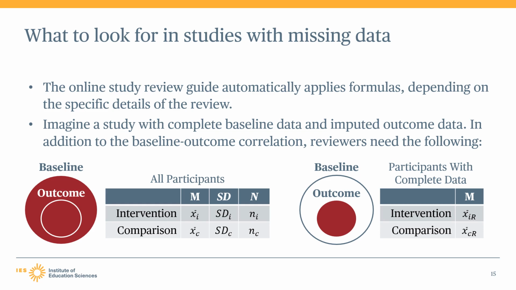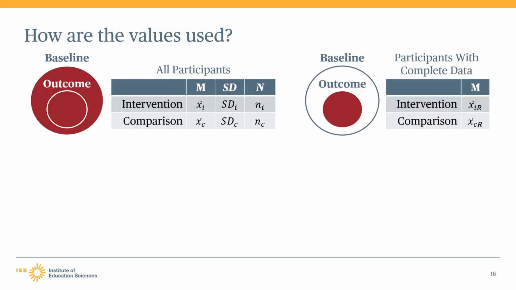With this information, the online study review guide will provide estimates for the bounding exercise and determine if a study limits bias from imputed data. But how does it use that information? Well, as we have already discussed, the WWC uses information about the baseline covariate to bound the possible bias due to imputed outcome data. The WWC actually estimates 3 different bounds.